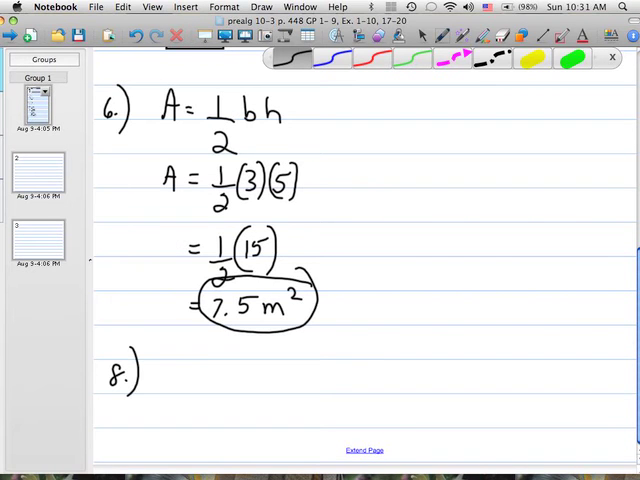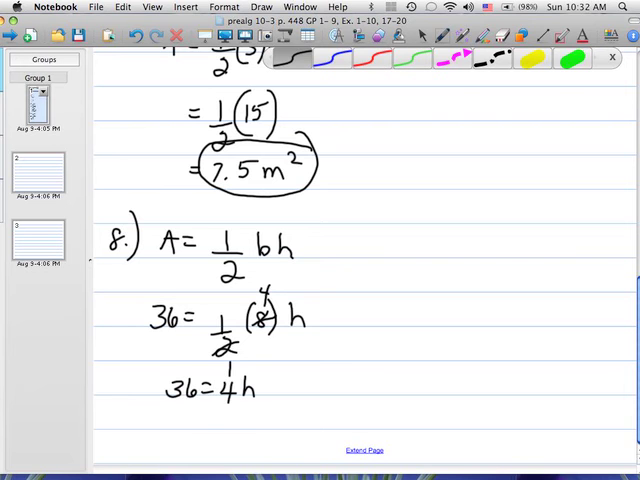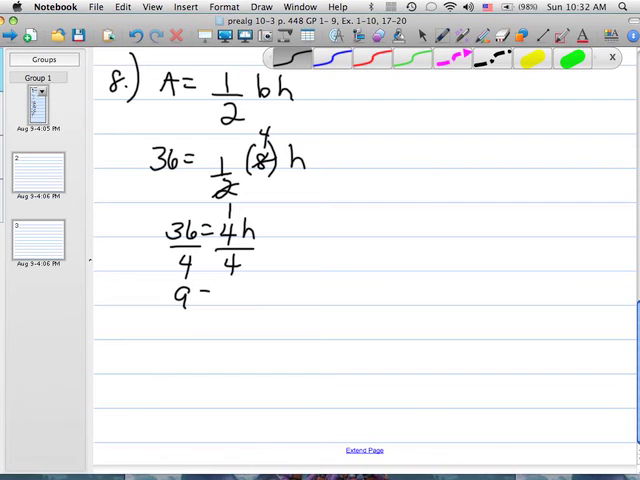And problem number 8, find the height of a triangle with an area of 36 feet squared and a base of 8. Use your area formula, write it down. Area equals 1/2 base times height. They gave us the area is 36, so we substitute A with 36. They give us the base is 8, but we don't know the height. So take 1/2 of 8, which is 4. So we get 36 equals 4h. Use your algebra, divide by 4, and we find out that the height is 9.